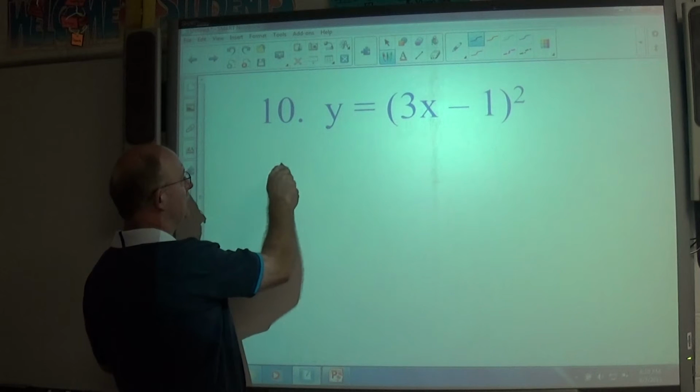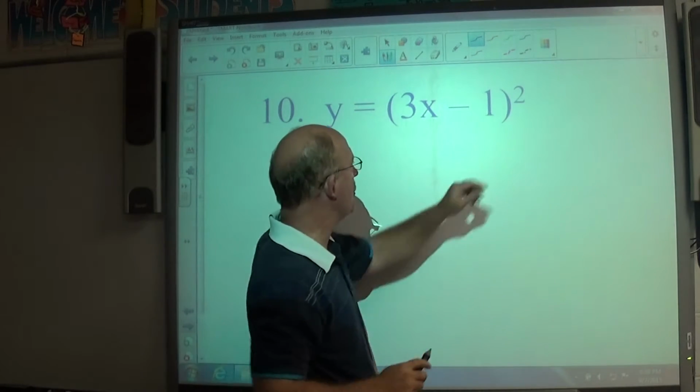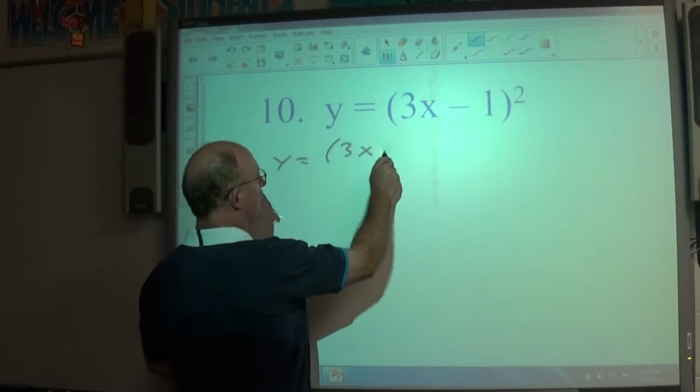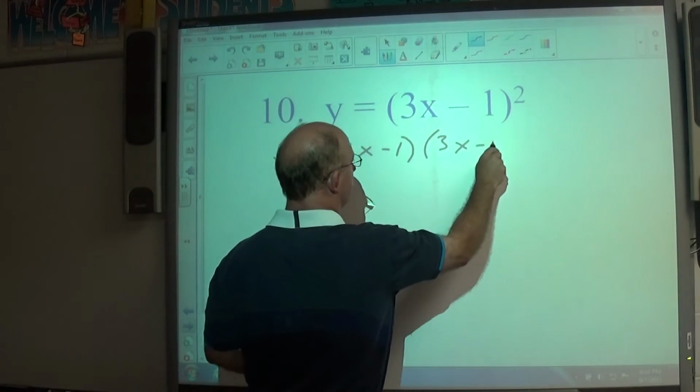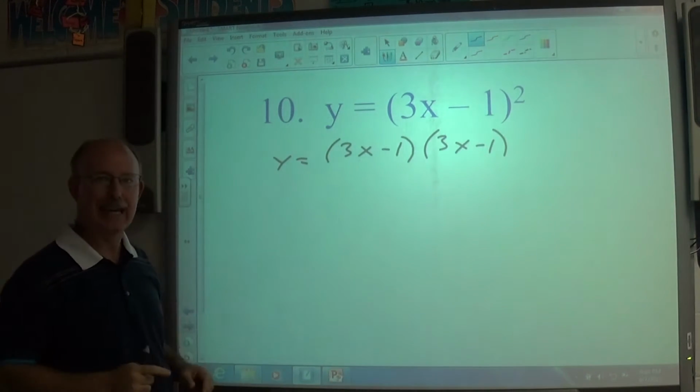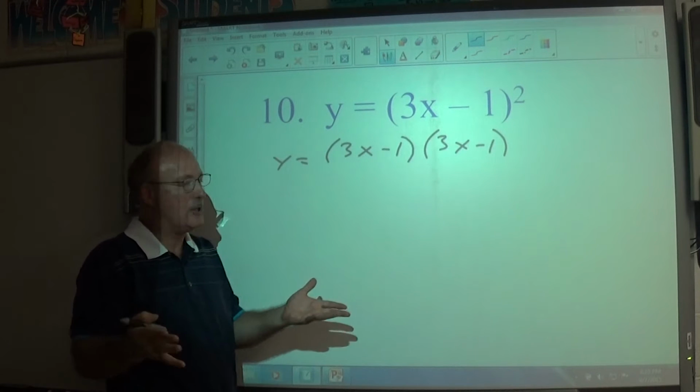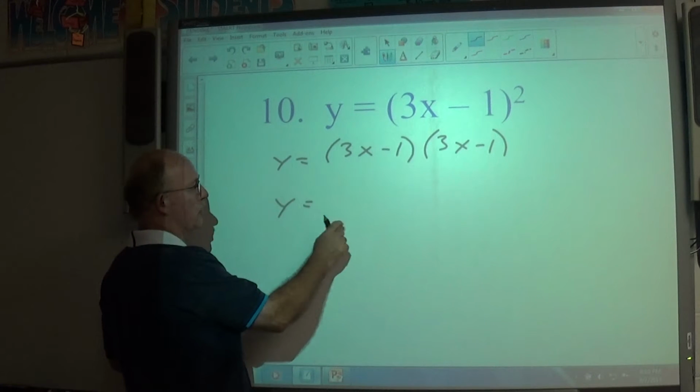So let's rewrite this. This will be y equals, now this is just a binomial squared. This is 3x minus 1 times itself. Now let's multiply this out, and to multiply a binomial times itself, you just use the FOIL method. That will work fine. So multiply your first terms.